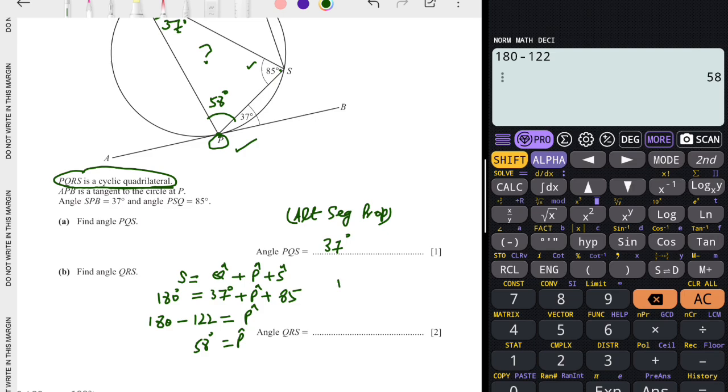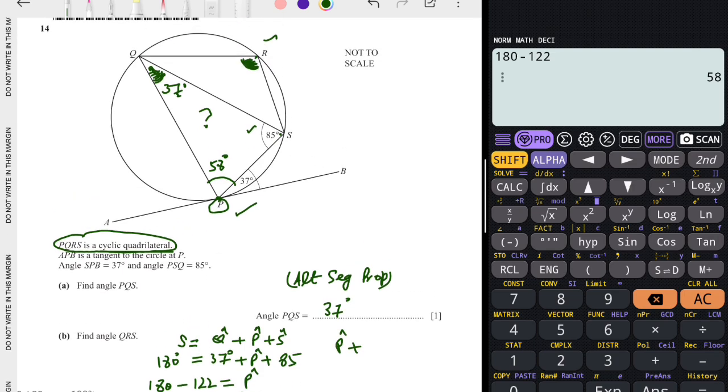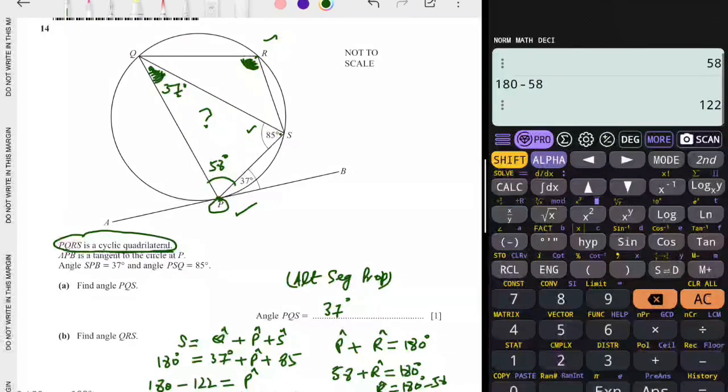Now students, see, angle P and R, the opposite angles of cyclic quadrant, and they are supplementary. So angle P plus angle R is equal to 180 degree. So it would be 58 plus angle R, that is unknown, is equal to 180 degree. So we are going to subtract. Angle R would be equals to 180 degree minus 58. So that would be 122. So angle R would be 122, or angle QRS would be equals to 122.